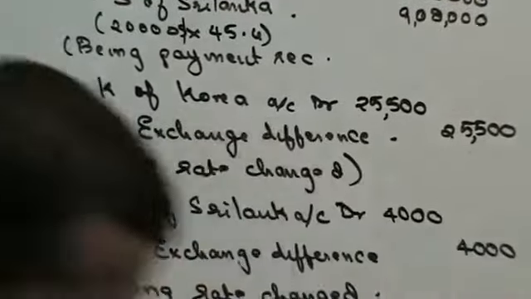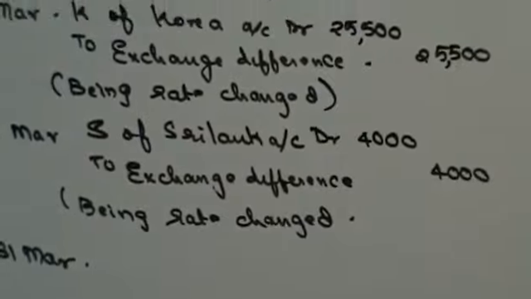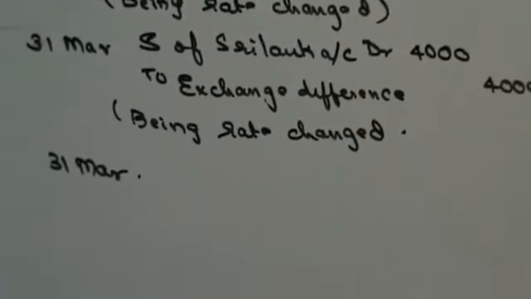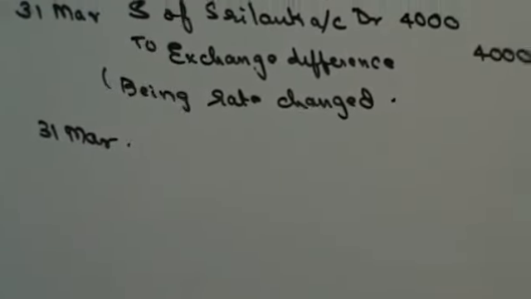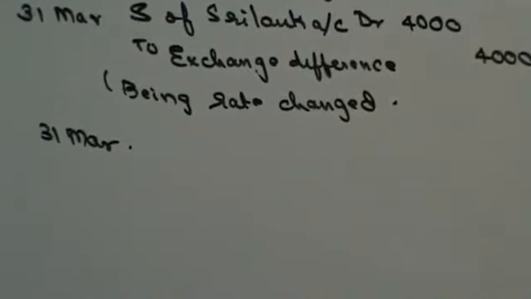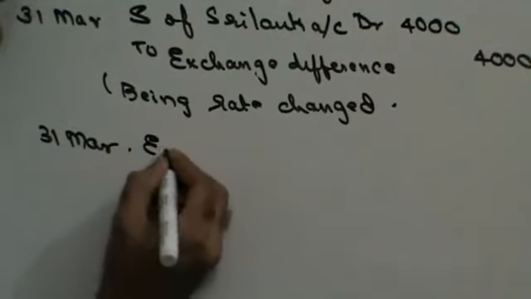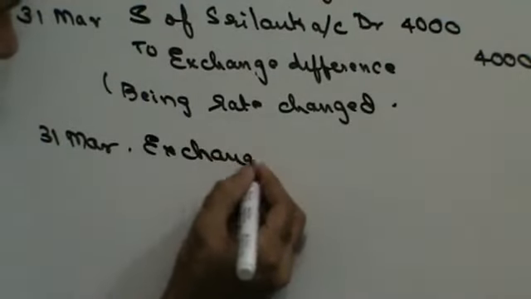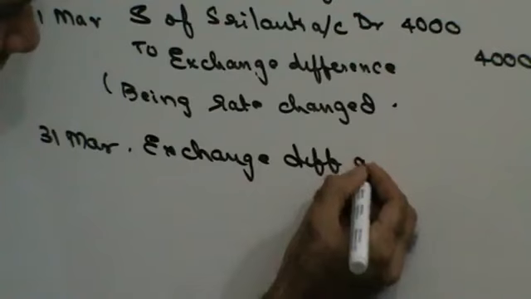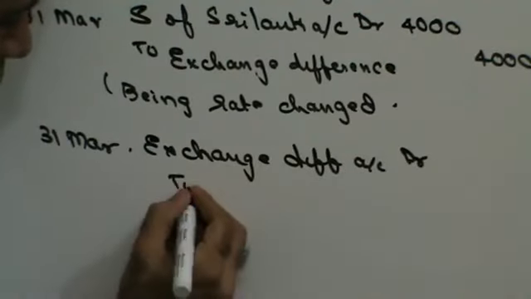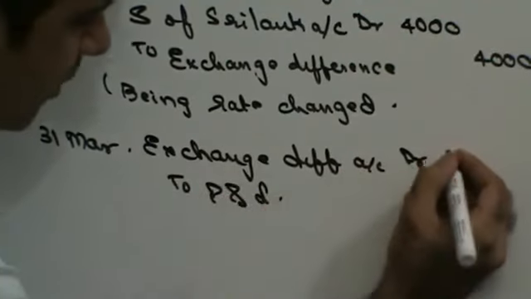Okay. Positive balance. That means I'm making a profit. Profit means P&L should be on the credit side. Debit expenses and losses, credit incomes and gains. That means profit means P&L should be on the credit side. So this will be exchange difference account debit to P&L. How much is the amount you are saying? 5,900.